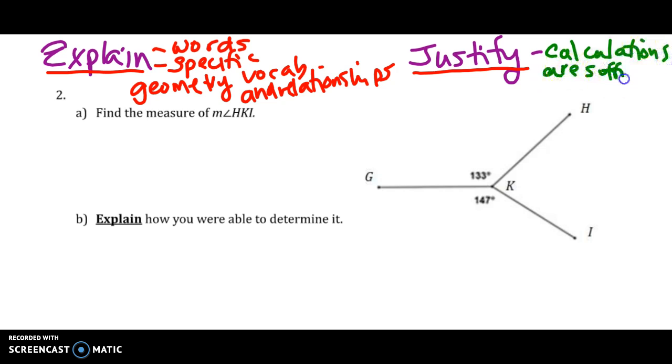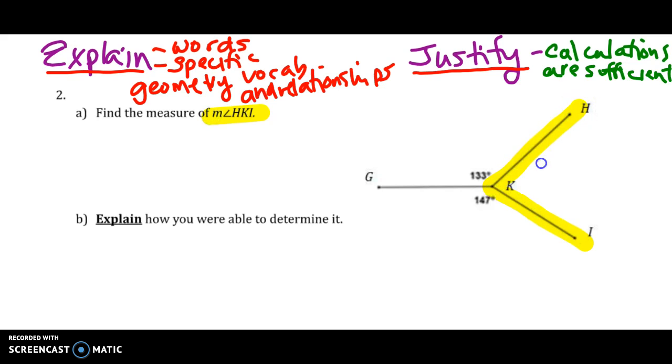Your work is justifying your answer. Okay. You still may want to write a concluding sentence, however, depending on what it is they ask you to justify. So explain: words, specific geometry, vocabulary, and relationships. Justify: calculations are enough. So in this problem, they ask you to find the measure of HKI.